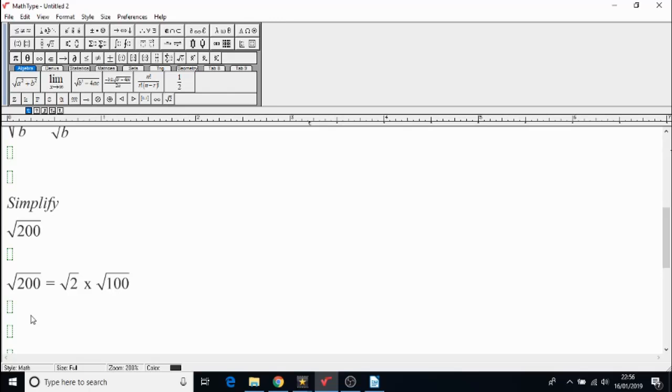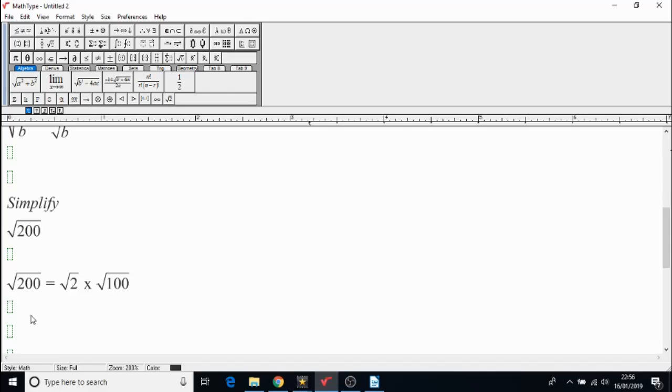So when you're working out a square root of a number, you're trying to find out what number times by itself gets the number that's in the square root. So for example, the square root of 4, what you're trying to work out is what number times by itself gets 4. Therefore, the only number that times by itself to get 4 is 2. Therefore, the square root of 4 is equal to 2.